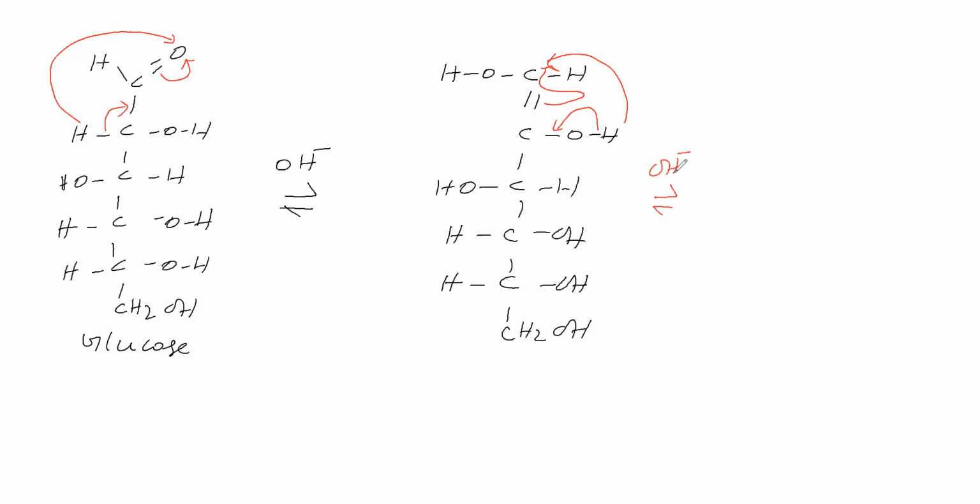What is the role of this OH minus? This OH minus is abstracting this proton. Therefore, this OH minus facilitates this bond to shift here. Then it becomes water and gives H plus to the C minus.